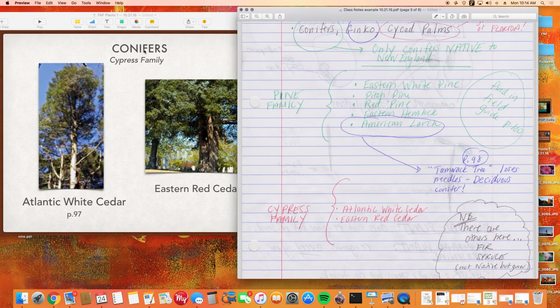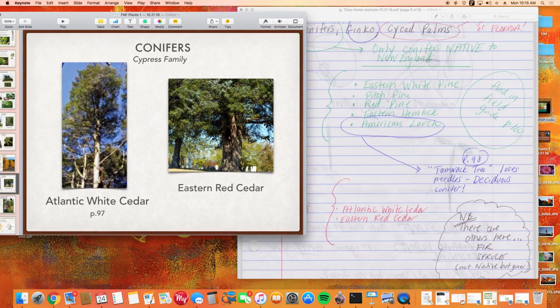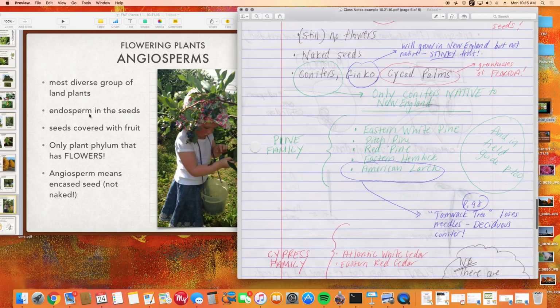Conifers. So moving on to the cypress family. All right. We talked about the Atlantic white cedar and the eastern red cedar. So you see these a lot. These are all over the place and they can get humongous. It was Adam who said he was doing some woodworking and he cut some of these up. So that was everything with the pines.